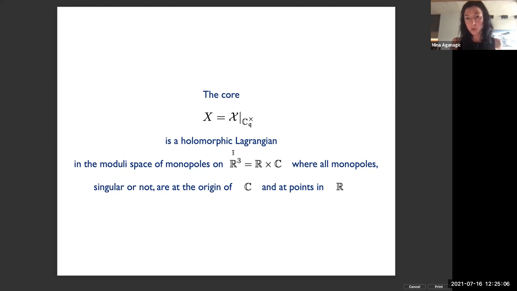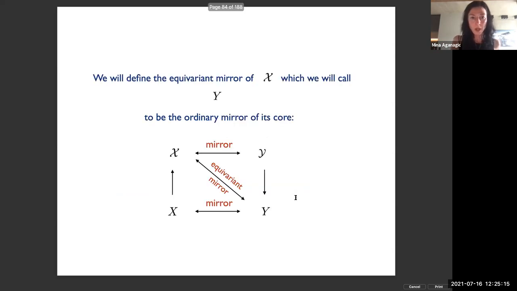This core locus, preserved by the C star action that scales the holomorphic symplectic form, is a holomorphic Lagrangian. It's a moduli space of monopoles on R3, where now all monopoles, singular or not, are at the origin of C and points on R. We'll define the equivariant mirror of X, which we'll call Y, to be the ordinary mirror of its core. So now we have a pair of X's and a pair of Y's. I'll call the X we started with the big X, its core the small X. I'll call the core's mirror the small Y, and the big X's mirror the big Y. The small X is half the dimension of the big X, hence the name.